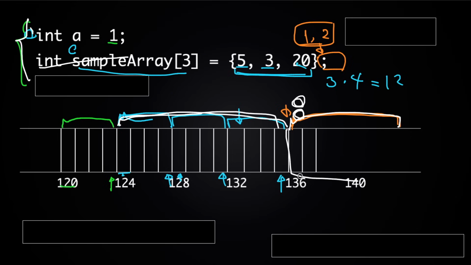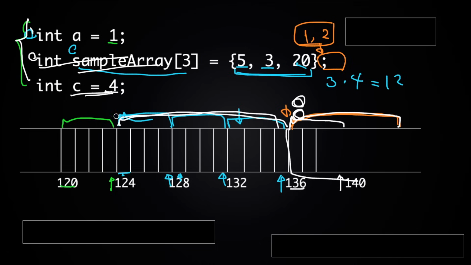So for example, you might have this line, int c equals 4, right after this line. In that case, this number 4 would be stored in these 4 bytes from 136 to 139. And when you store an array, you need a bunch of consecutive bytes. And that's basically why you won't be able to just add more bytes to this array.